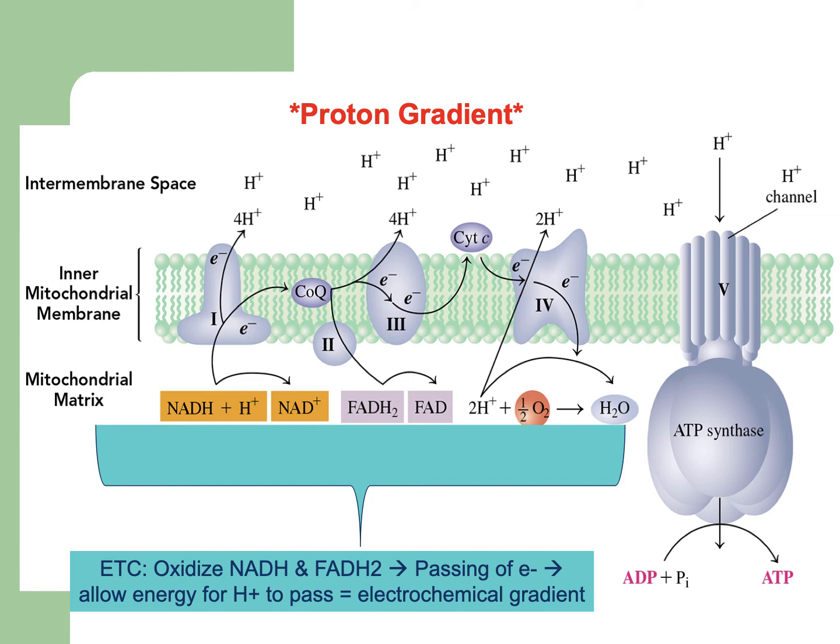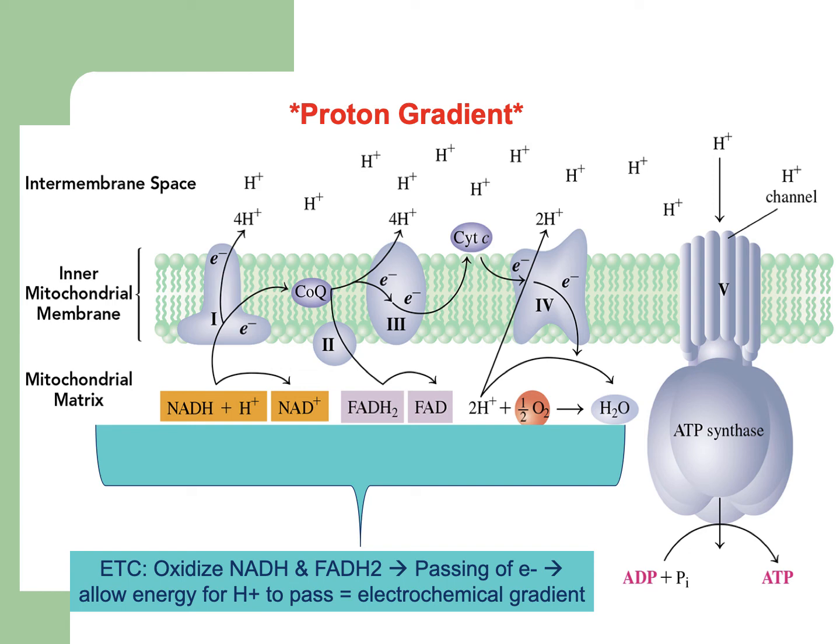Complex 1 oxidizes NADH to NAD. So this allows for 4 electrons to be passed from complex 1 to ubiquitone. And as such, it's a 1-to-1 ratio. So for every 1 electron that's passed, 1 hydrogen proton is pumped. So in complex 1, we see 4 hydrogen protons pumped across the membrane.